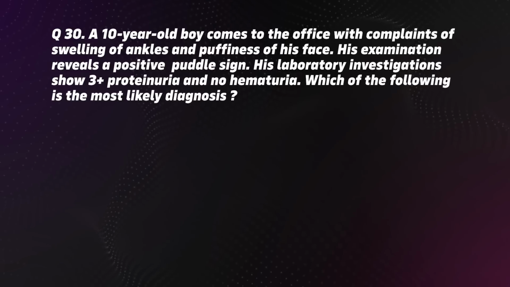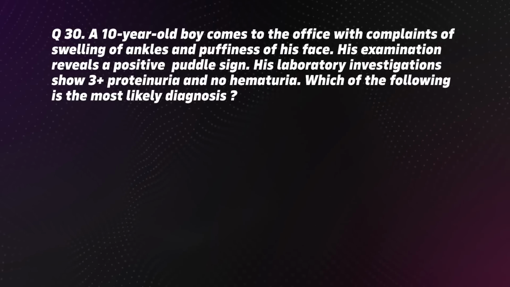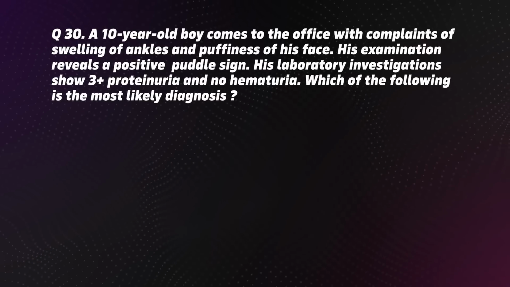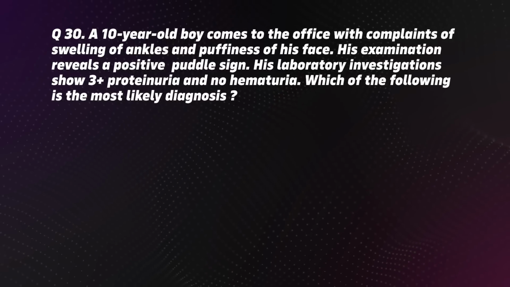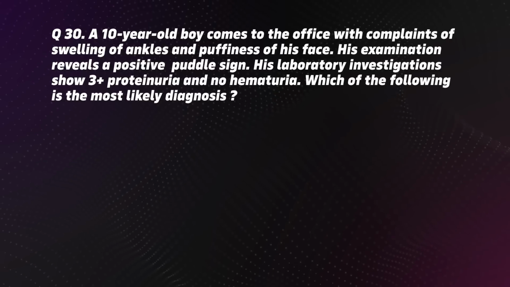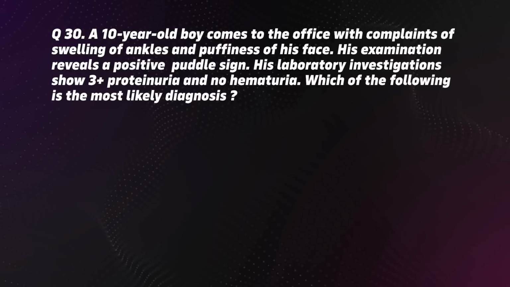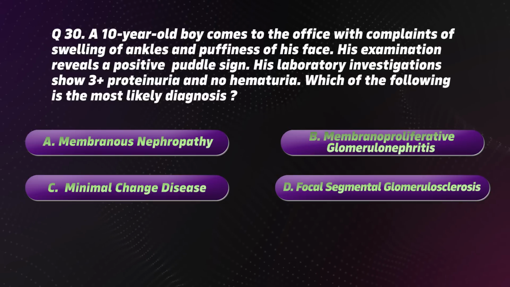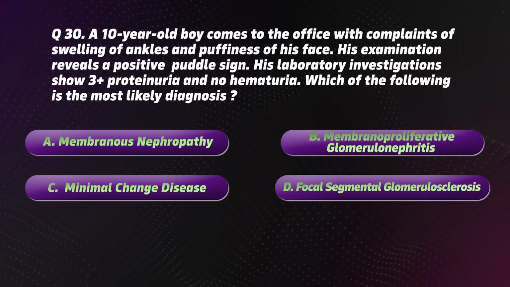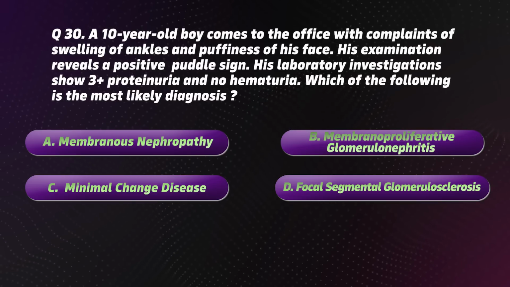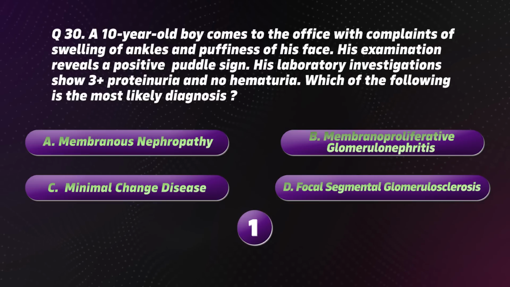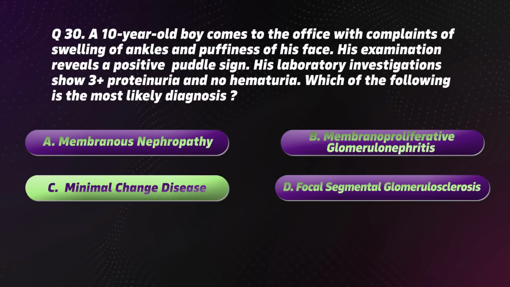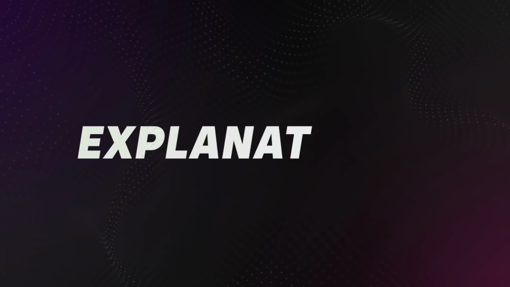Question 30. A 10-year-old boy comes to the office with complaints of swelling of his ankles and puffiness of his face. His examination reveals a positive puddle sign. His laboratory investigations show 3+ proteinuria and no hematuria. Which of the following is the most likely diagnosis? Here are the options. A. Membranous nephropathy. B. Membranoproliferative glomerulonephritis. C. Minimal change disease. D. Focal segmental glomerulosclerosis. And the correct option is C. Minimal change disease. Here is the explanation.